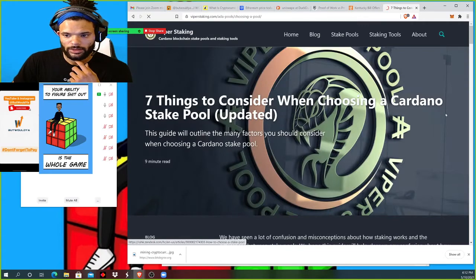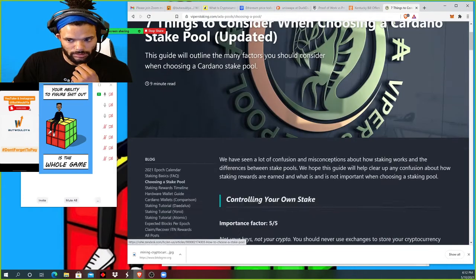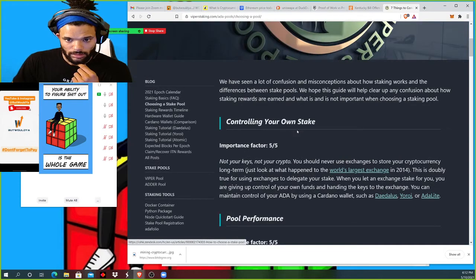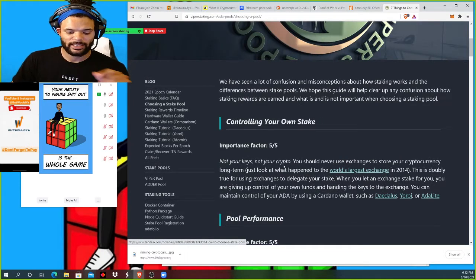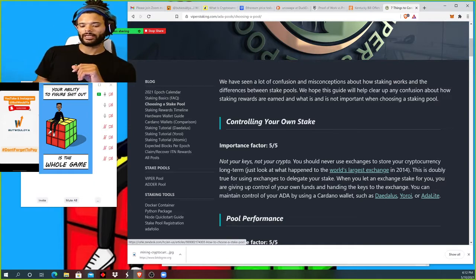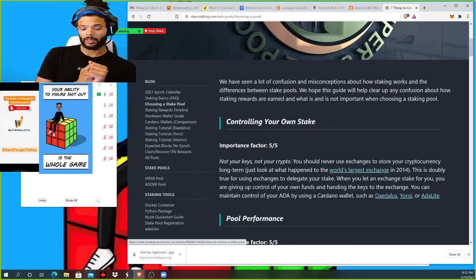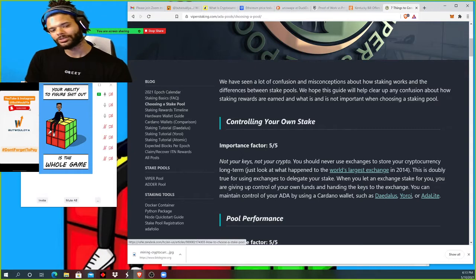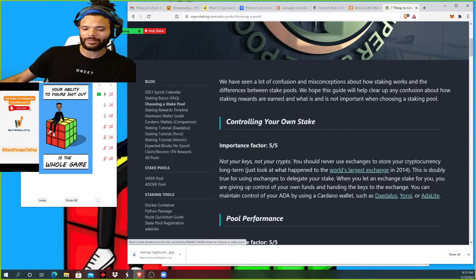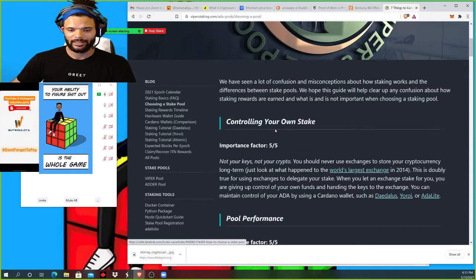Seven things to consider when choosing a Cardano stake pool. The greatest thing I like about staking my Cardano is that it's still liquid. I can still move it in and out. When you stake your Ethereum on some platforms, you cannot take it out or add to it for 24 months. Hell no. You just hold on to my money for two years, and when I come back it'll be there? Nah.